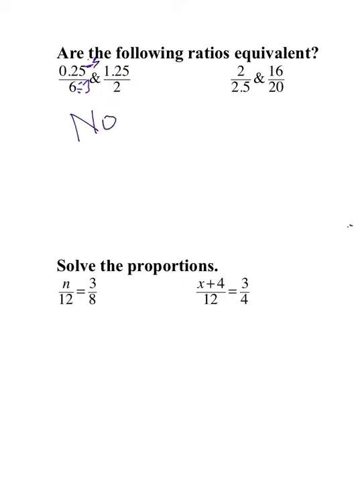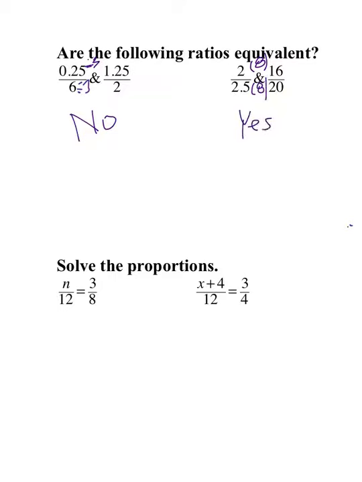In the second question, if I look at those two ratios, if I take 2 times 8, we get 16. If you take 2.5 times 8, you get 20. So this one is a ratio, or ratios are equivalent. When you're looking at these problems, you really want to say, can I reduce these to the same fraction? And if you want to reduce the decimal, remember you want to move it over 2 places in the numerator. You move it over 2 places in the denominator, then you reduce it.